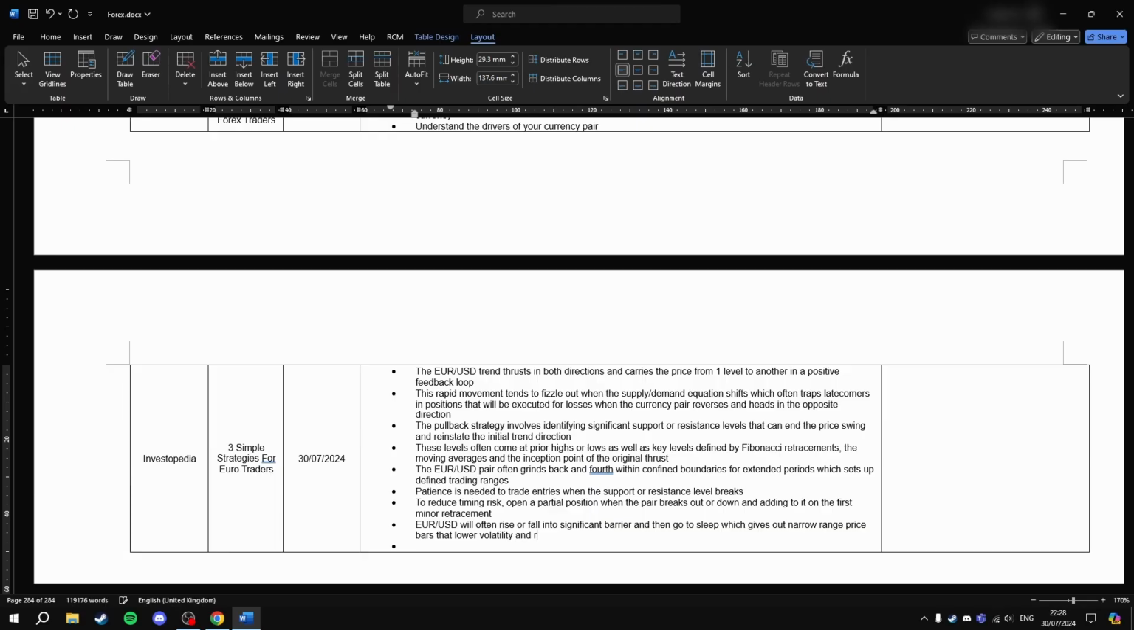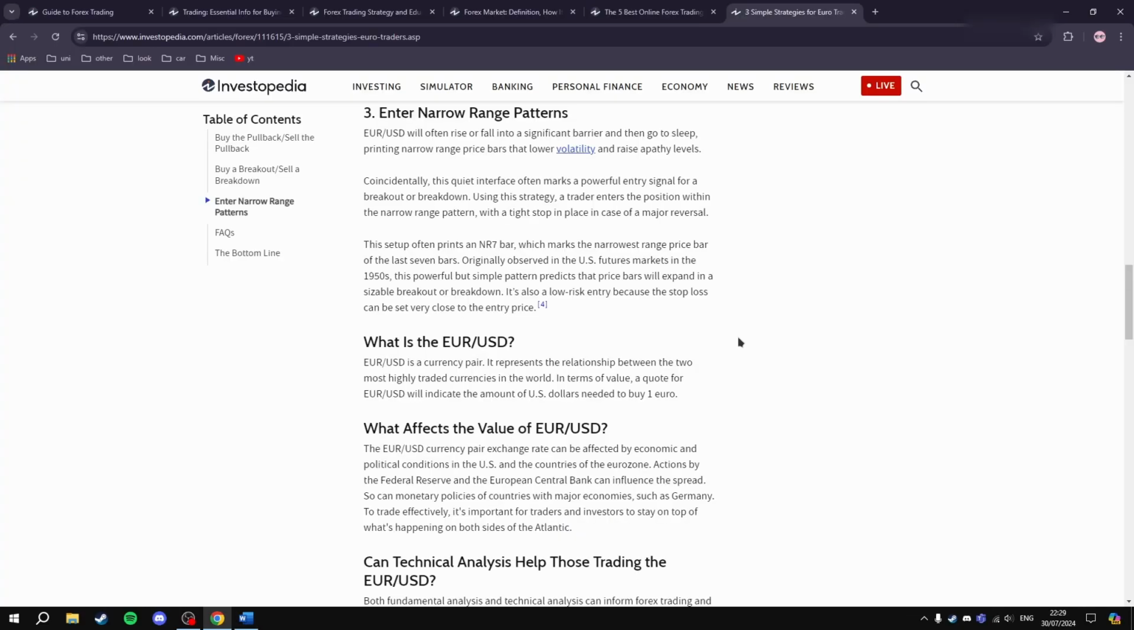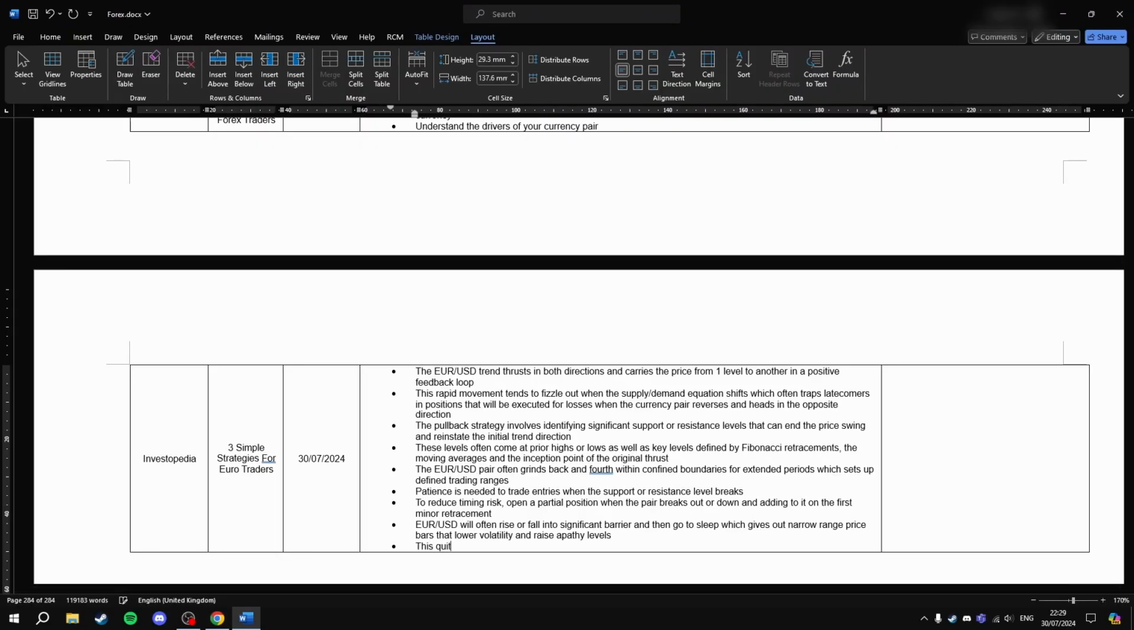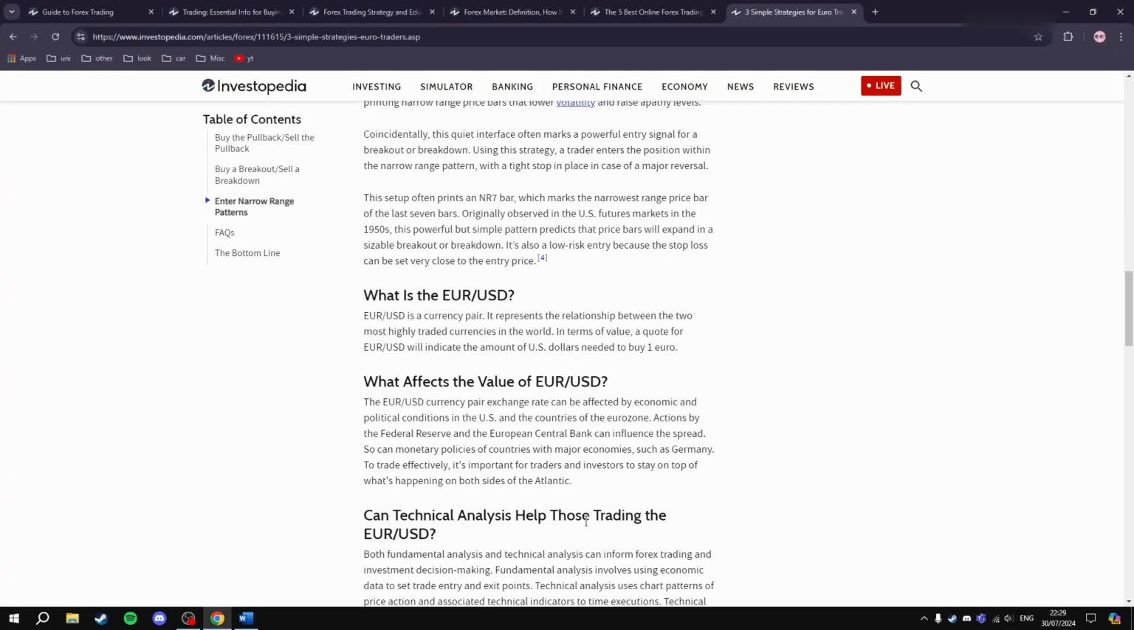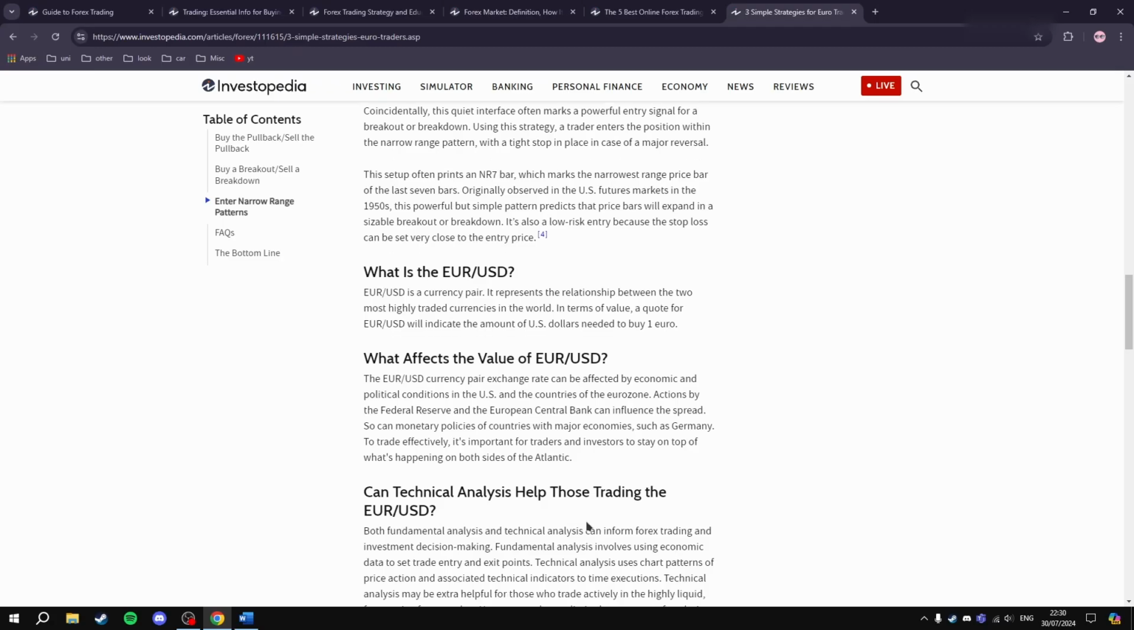That lower volatility and raise apathy levels. Coincidentally, this quiet interface often marks a powerful entry signal for a breakout or breakdown. Using this strategy, a trader enters a position within the narrow range pattern with a tight stop in place in case of a major reversal.